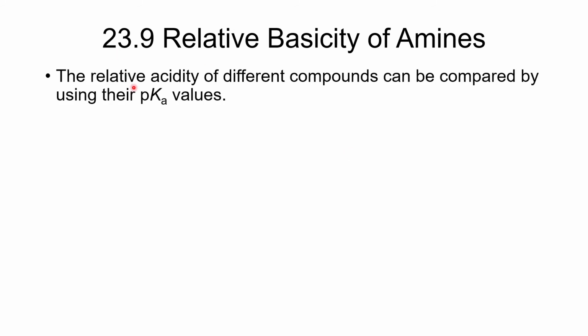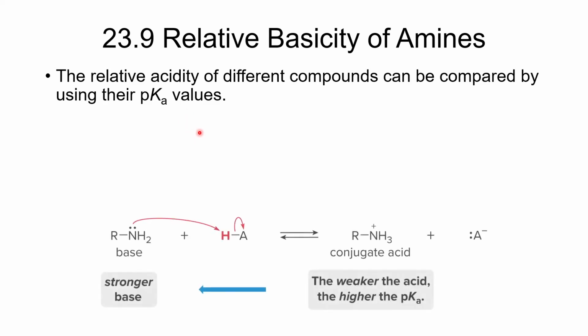All right, so now let's talk about the relative basicity of amines. To understand the relative basicity of amines, we need to look at the pKa of the conjugate acid of that amine. So here is an amine. We don't know what the amine is, but here is an amine. And when we protonate that with a strong acid like HCl, we will form the conjugate acid of that base. We can tell by what the pKa of that conjugate acid is.